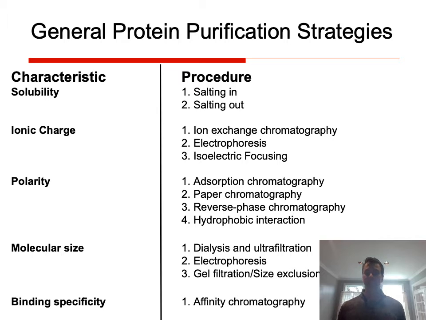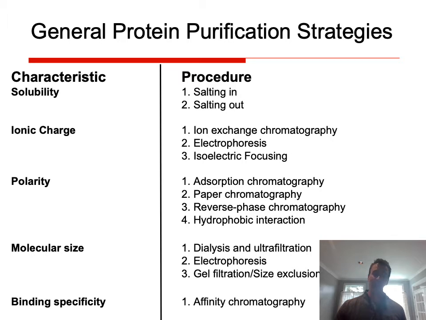There are some general strategies that people use, and I'm going to talk through some of these, but all of them exploit some sort of characteristic of the protein. One characteristic you can exploit is the solubility. You can use the procedure of salting in or salting out, for example, and we'll talk about that. You can exploit ionic charge.